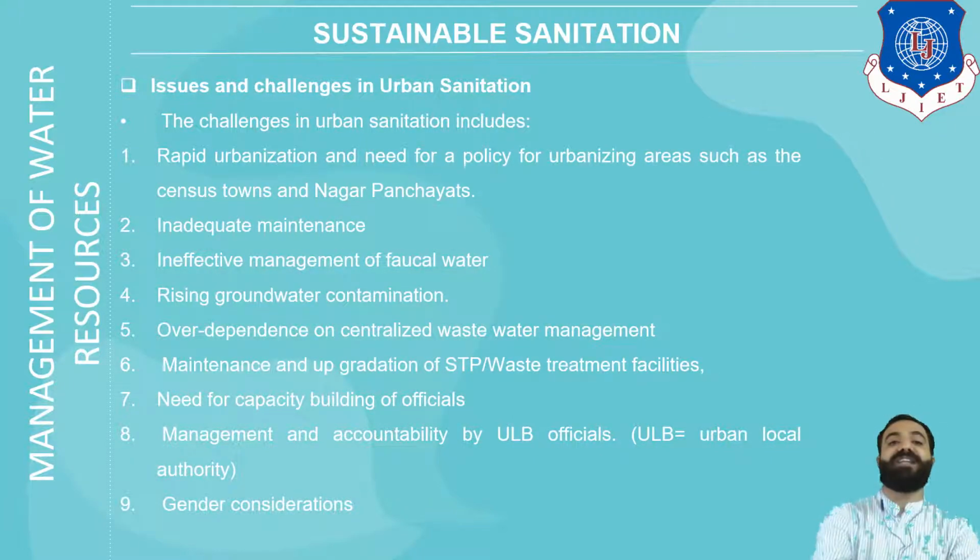So there are some issues and challenges in urban sanitation that include rapid urbanization and the need for a policy for urbanizing areas such as census towns and Nagar Panchayats, then inadequate maintenance, ineffective management of fecal sludge, rising groundwater contamination, over-dependence on centralized wastewater management, maintenance and upgradation of STPs and water treatment facilities, need for capacity building of officials, management of accountability of ULB officials, and the ninth one, gender consideration. So there are a total of 9 issues and challenges faced in urban sanitation.